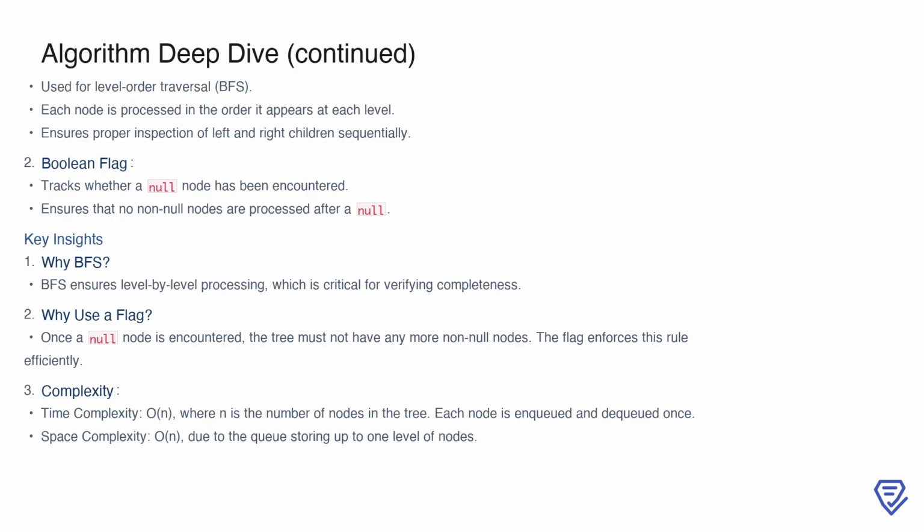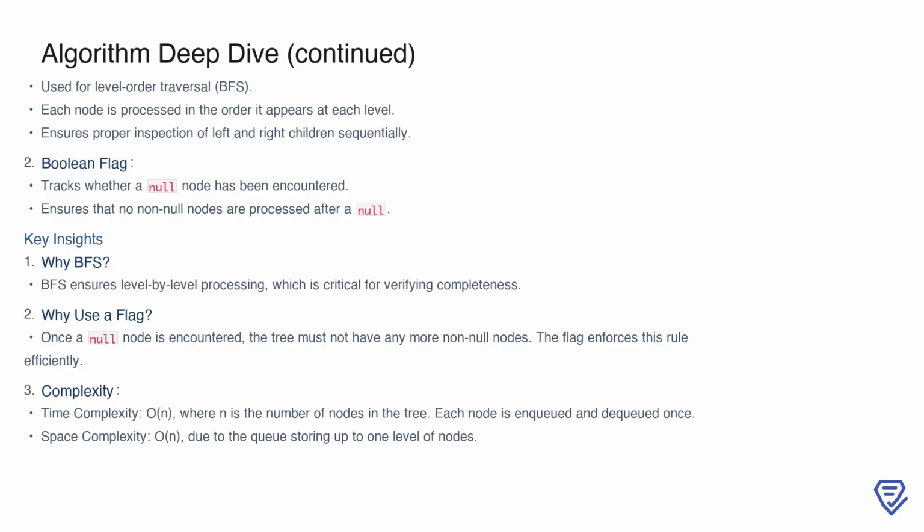Second, we use a Boolean flag to track whether a null node has been encountered. This flag is instrumental in ensuring that no non-null nodes are processed after a null node, maintaining the completeness rule. BFS is especially suited for this problem because it guarantees level-by-level processing, allowing us to easily check the alignment and fullness of each level. The flag serves as an efficient mechanism to enforce the rule that no further non-null nodes can appear after a null.